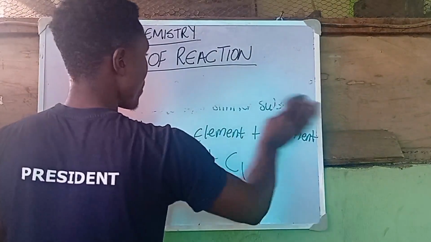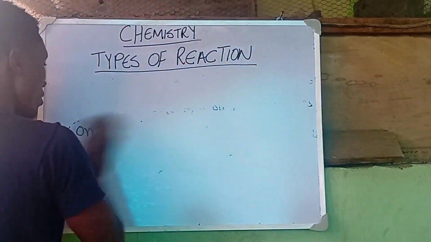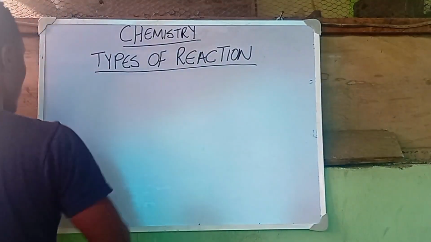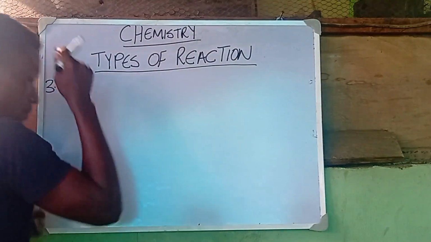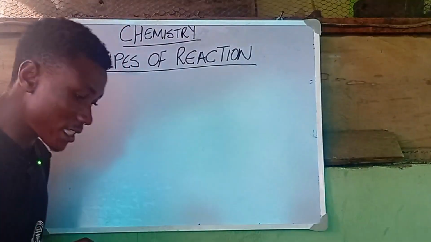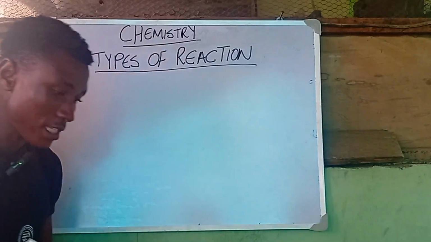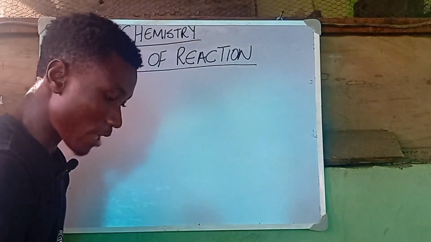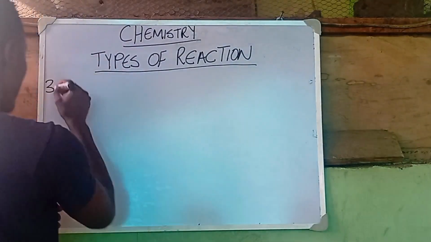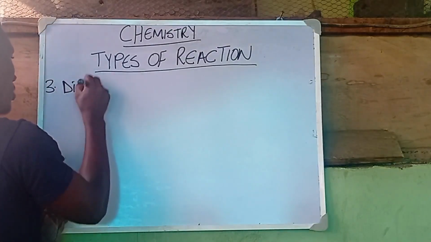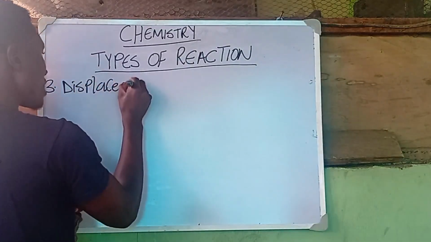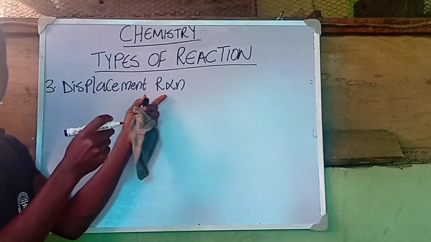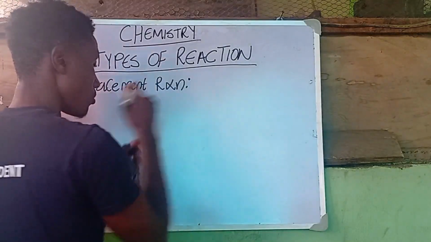So we'll be moving on to the third type of chemical reaction, which is known as the displacement reaction. So the number 3 is the displacement reaction. For the displacement reaction, this involves one element or radical replacing another element or radical in a compound. So we say displacement reaction. This is simply the short form of writing reaction.